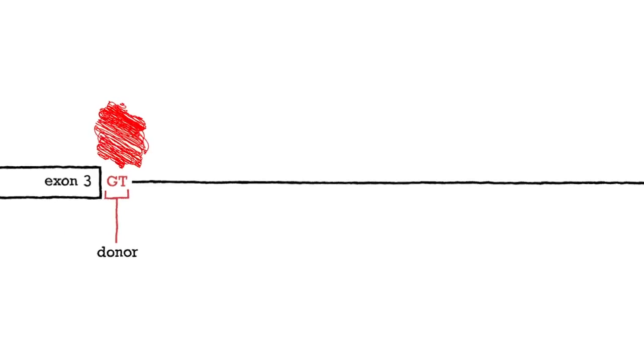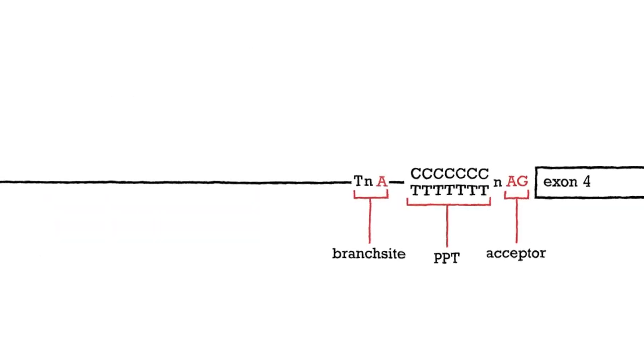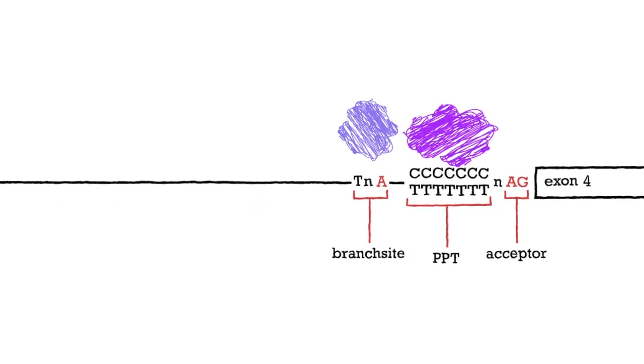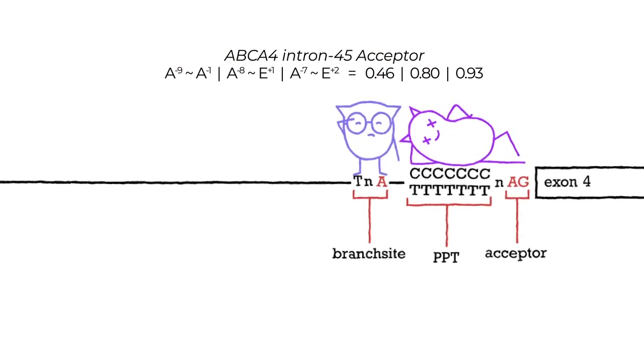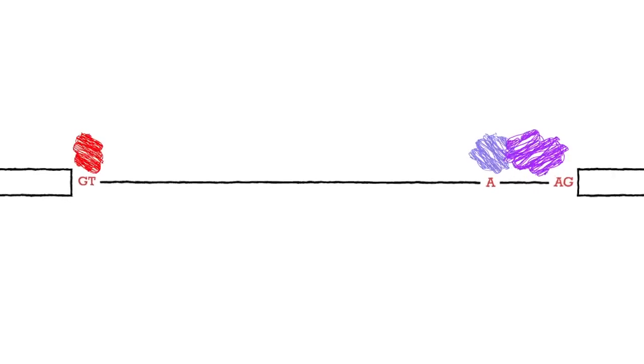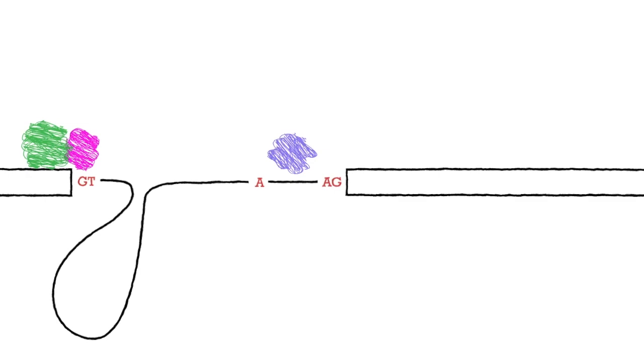So in terms of how common a donor can be, the PKD1 intron 13 donor is fairly average. And in terms of how common an acceptor can be, the ABCA4 intron 45 acceptor is above average. As typical or above average splice sites, they can be easily recognized and easily used by the spliceosome.